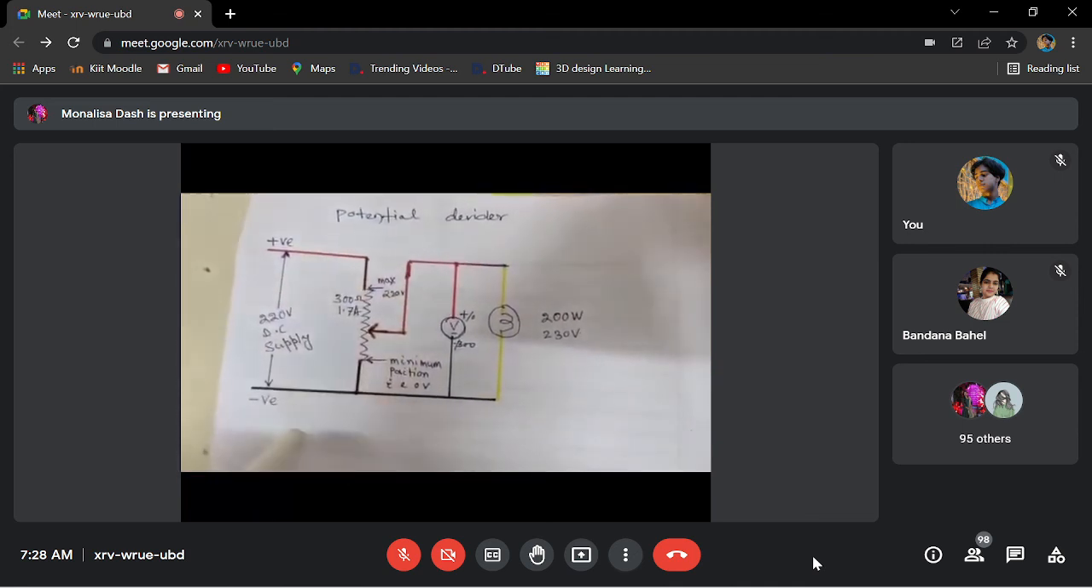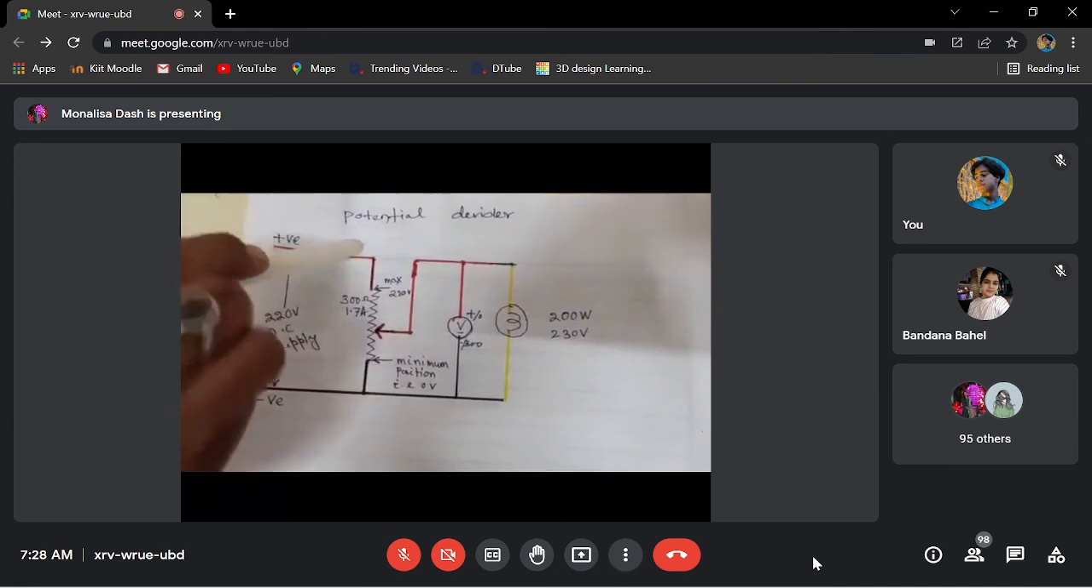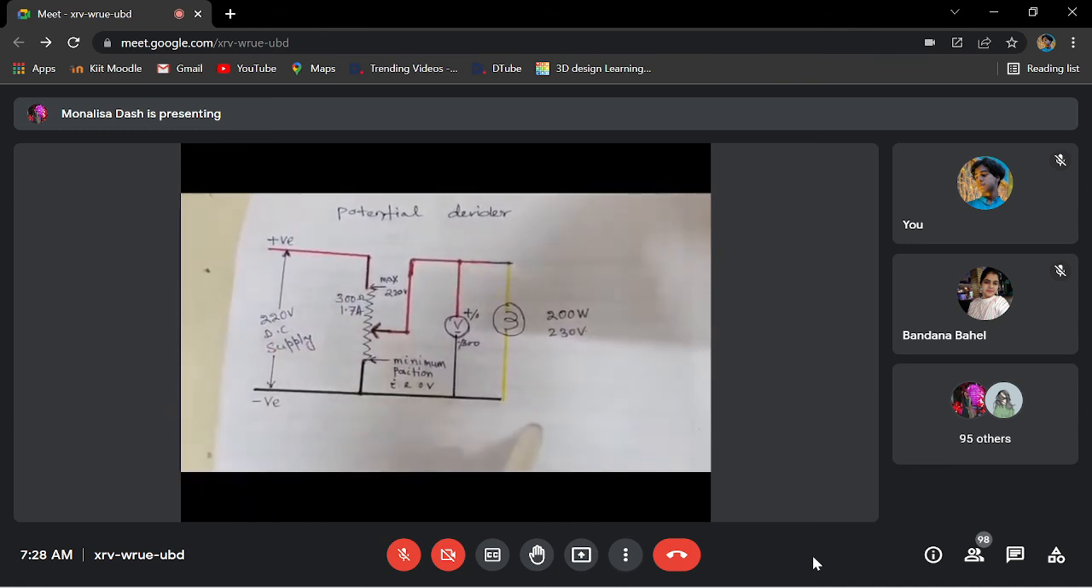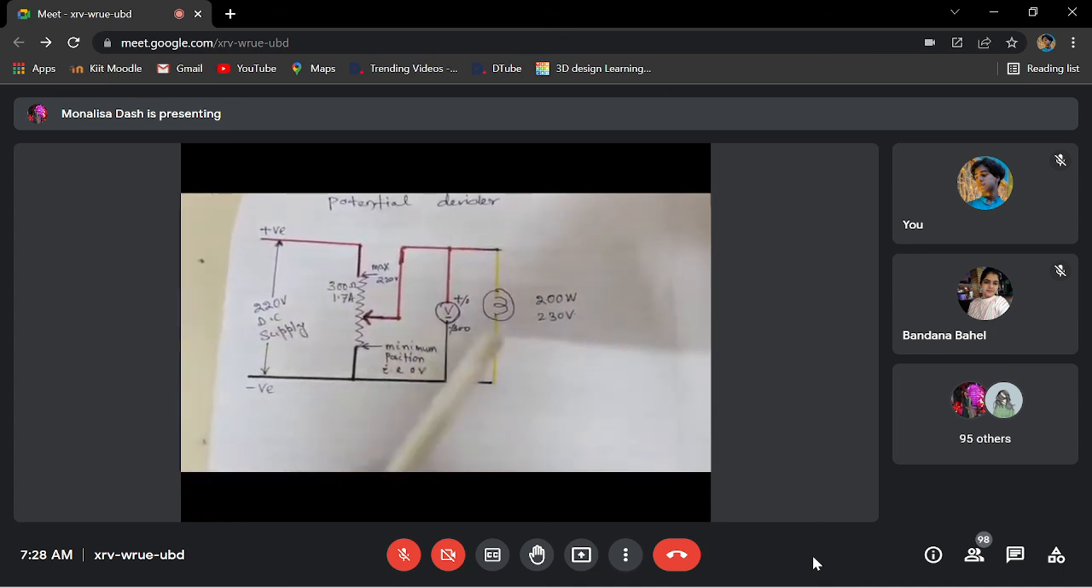As per our circuit diagram, this is one fixed point, this is another fixed point, and this one is the variable point. According to the circuit diagram, now we will connect the circuit.